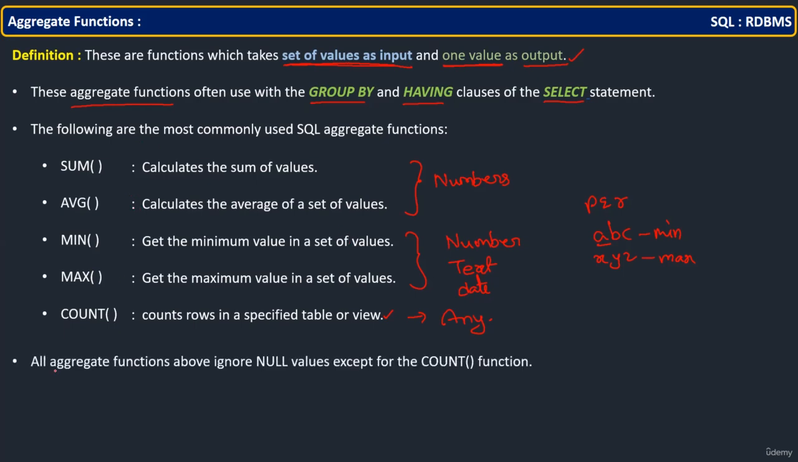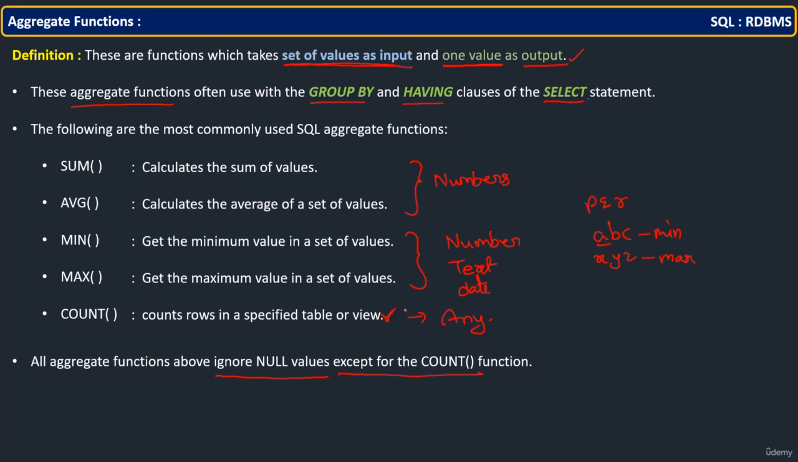Then all the aggregate functions above are going to ignore null values. Because as a parameter we are passing one attribute from the table, and if under that column we have any null values, it is going to ignore them. This is true except for count. That is why I told you we are going to handle count separately. We will discuss that separately.